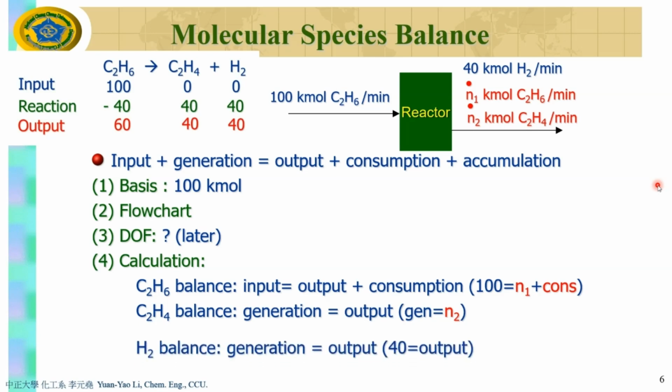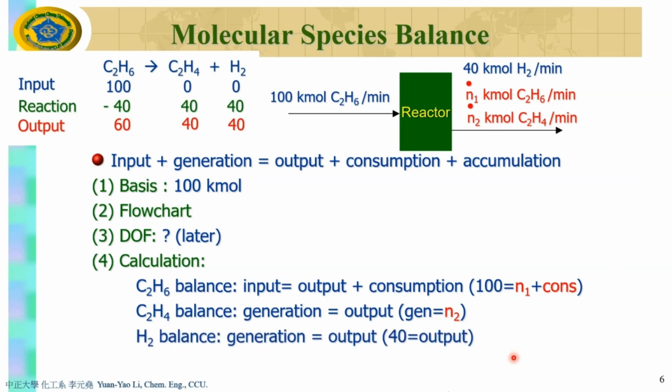How about hydrogen? Hydrogen will be the same as C2H4, which is output. And then the output, the generation, will be 40, right? Because you generate 40 here. So 40 equals the output. Okay? So the output is 40.